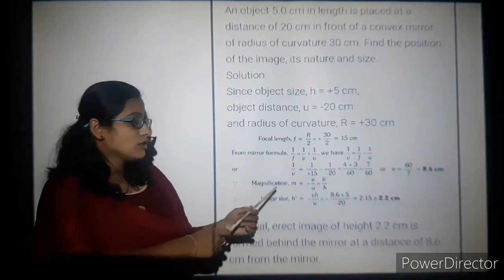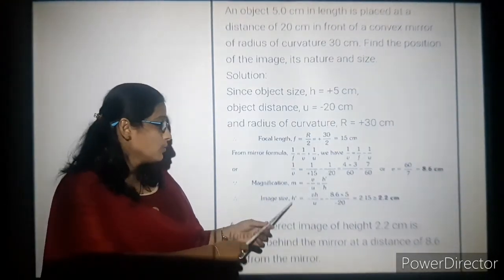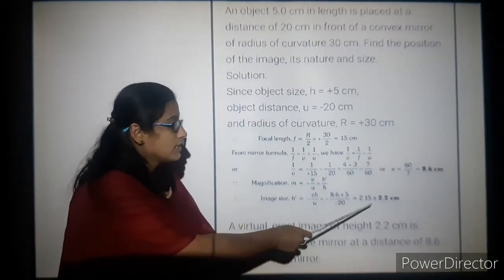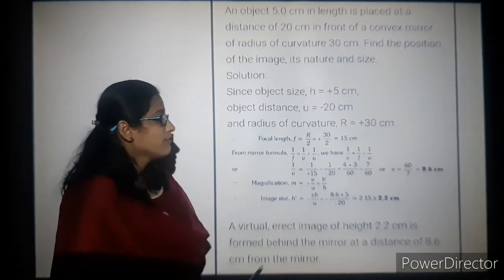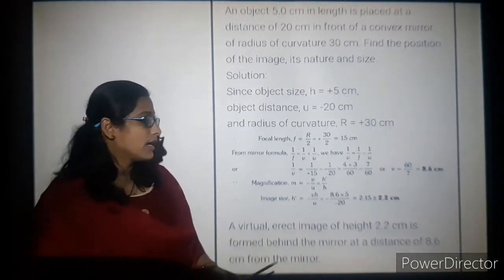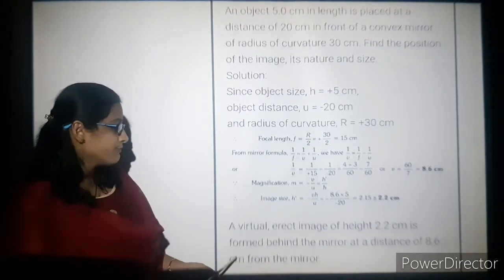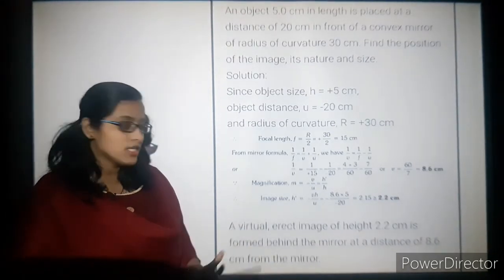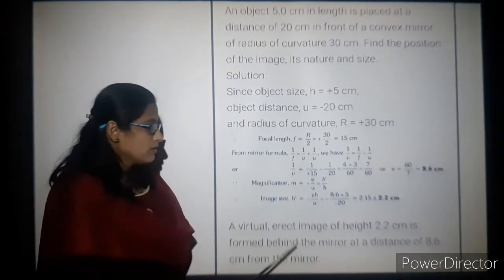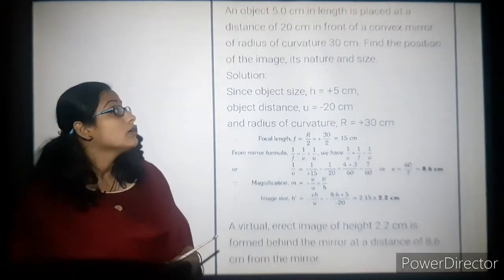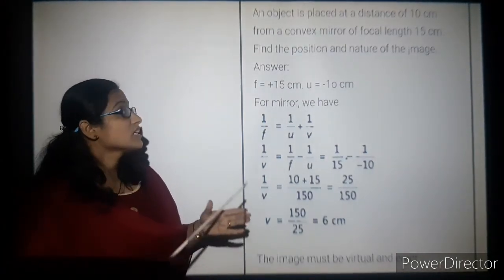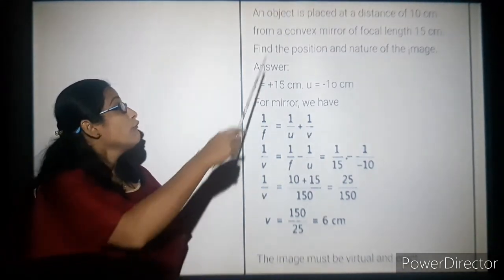So your magnification M is minus V by U, that is H dash by H. So you need to substitute here, and again you will get the answer as 2.15, that is 2.2 centimeters. So a virtual erect image of height 2.2 centimeters is formed, which is formed behind the mirror at a distance of 8.6 centimeters from the mirror.